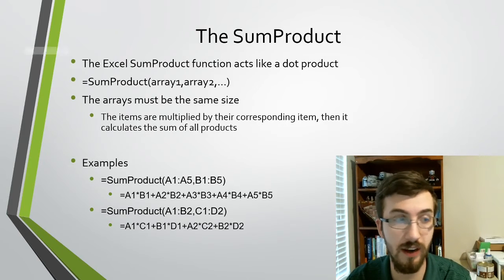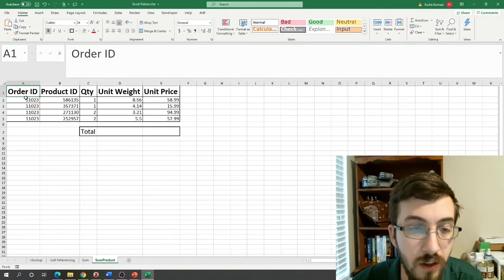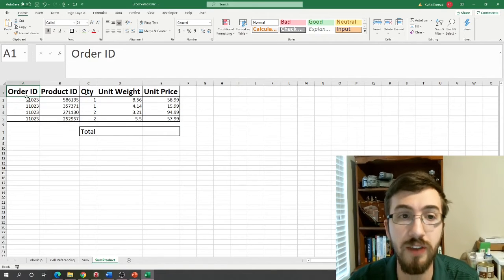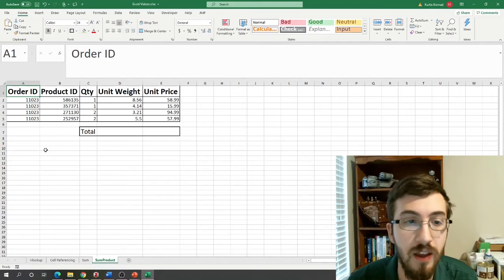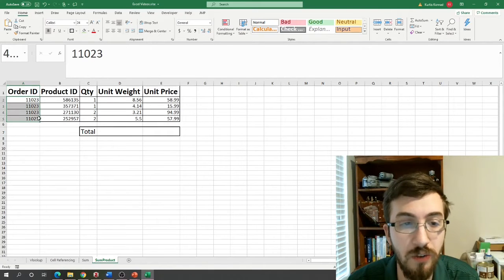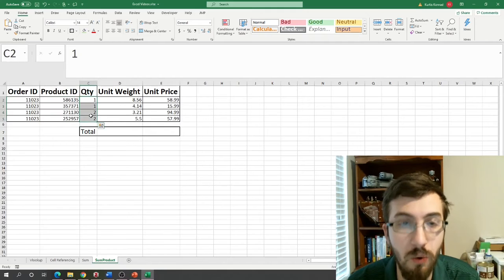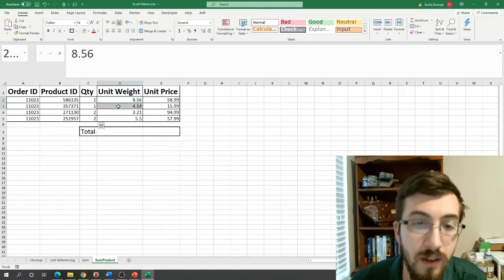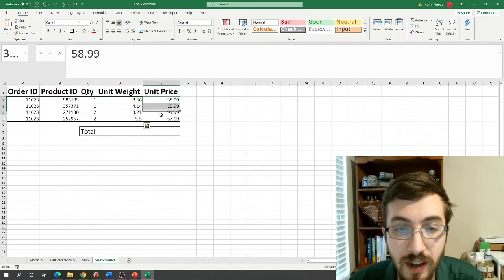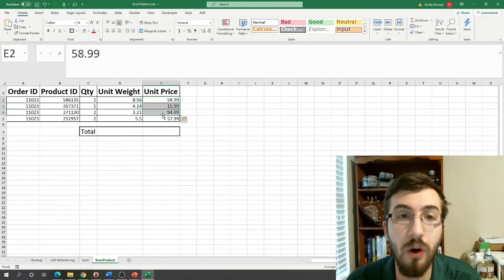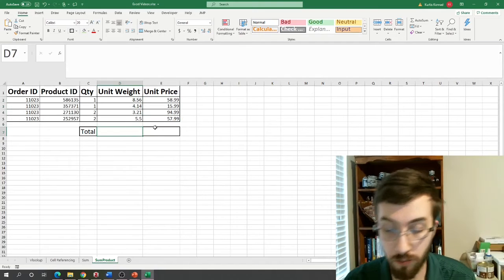So let's go look at an example. Here, this is part of that order table that we used when we first were using VLOOKUP. This is for a single customer order. They've got some products, they've got different quantities of the items, and each item has a unit weight and a unit price. So a logical question would be, what's the total weight and what's the total price?